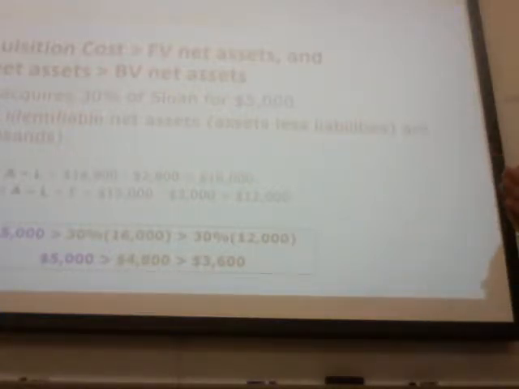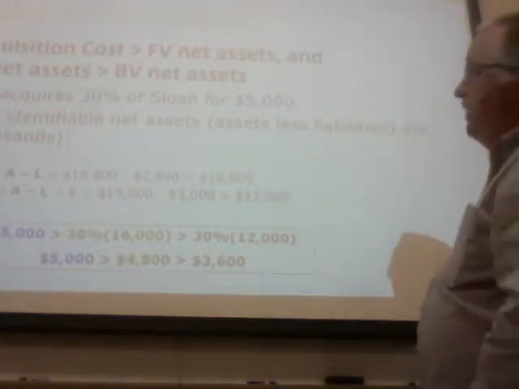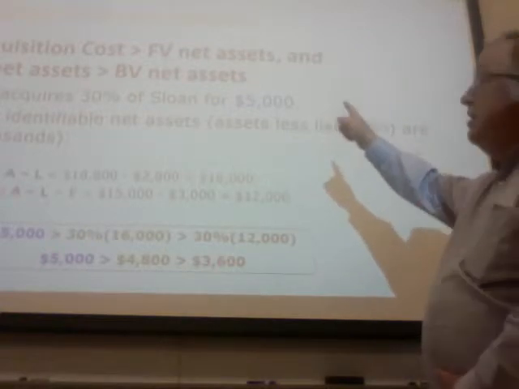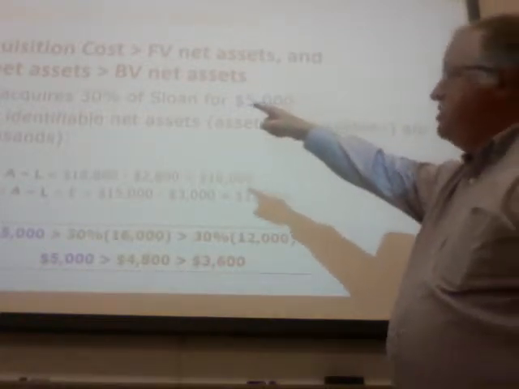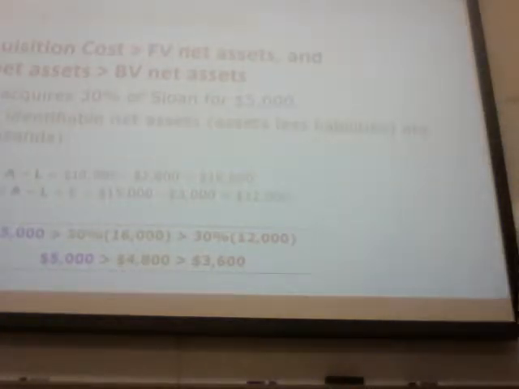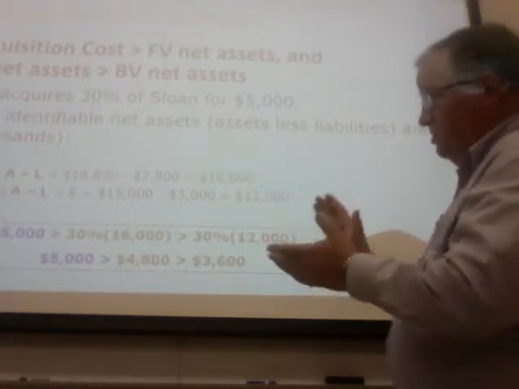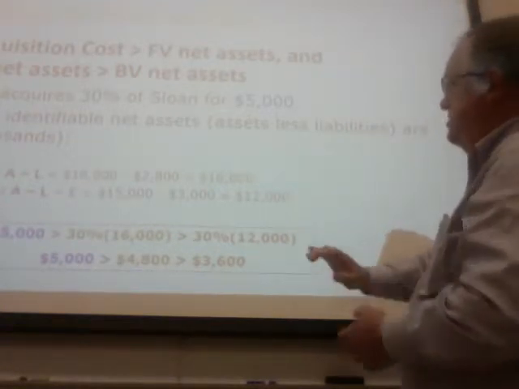We're going to use an example here where the acquisition cost of the investment was greater than the fair value of the net assets of the investee, and the fair value of those net assets was greater than the book value of those net assets. So Payne is going to acquire 30% of Sloan for $5,000. And we use small numbers in this.